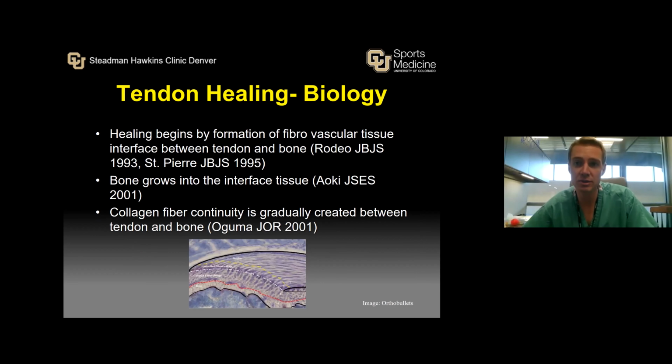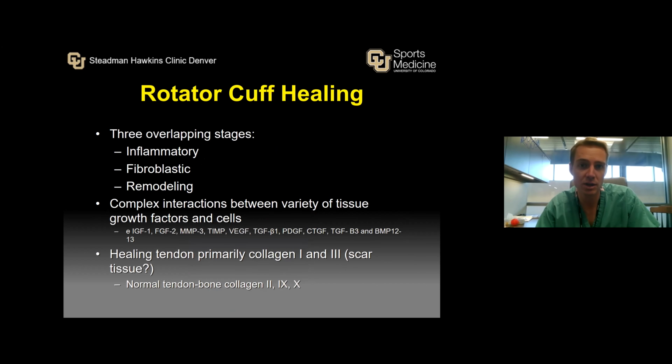The tendon to bone healing, a little biology: the healing begins with formation of this fibrovascular tissue between the tendon and bone and at the footprint site. Bone eventually grows into this interface tissue, and the collagen fibers then eventually lay down onto this. And so we're trying to, again, reproduce those 4 zones at the tendon-bone interface for an anatomic repair.